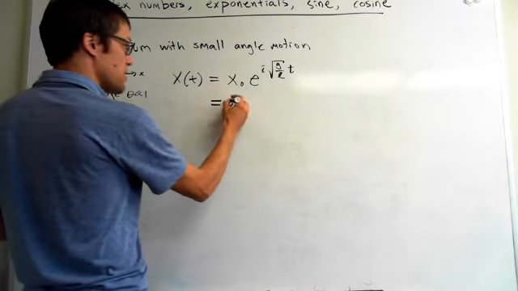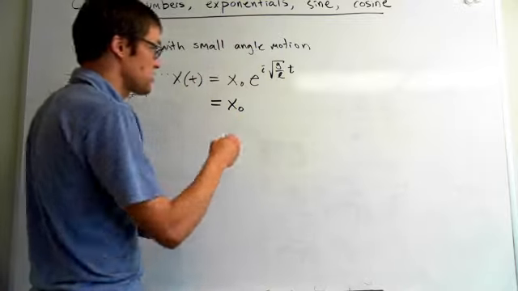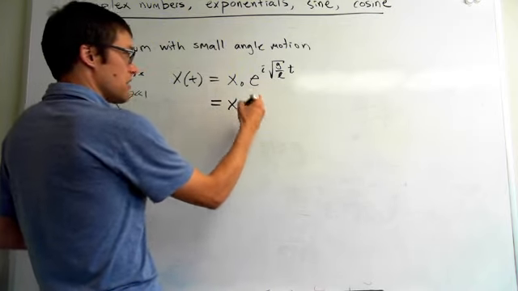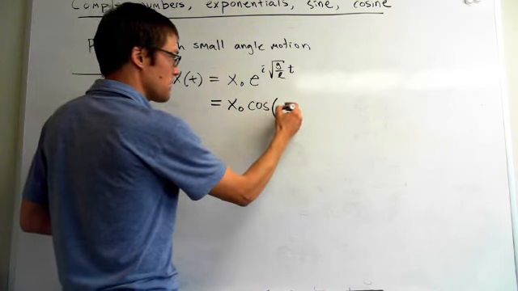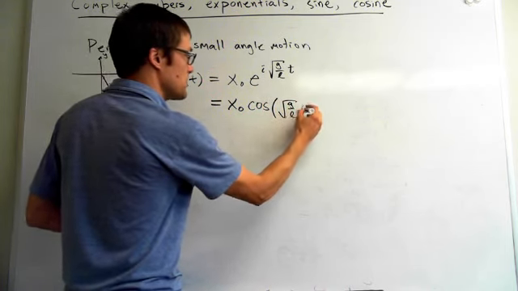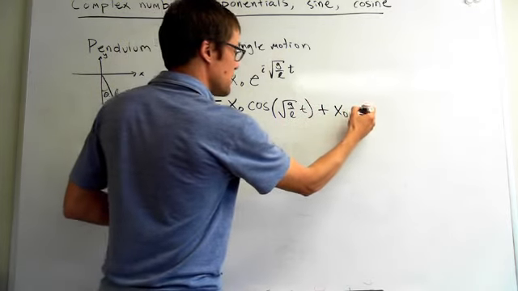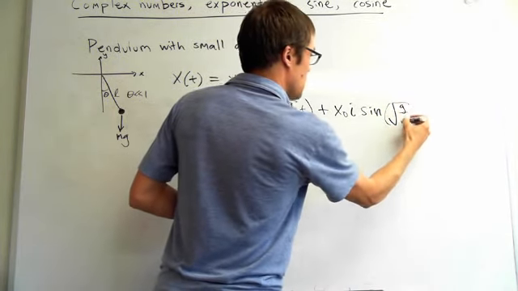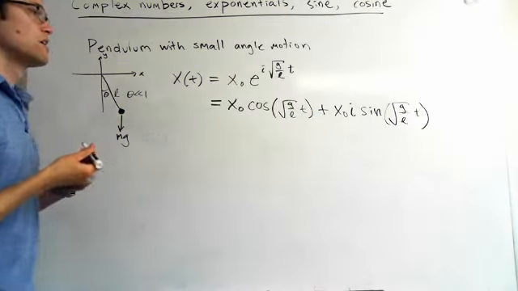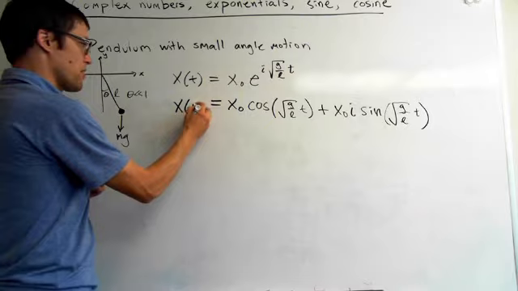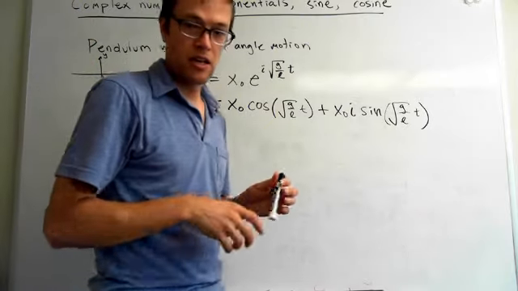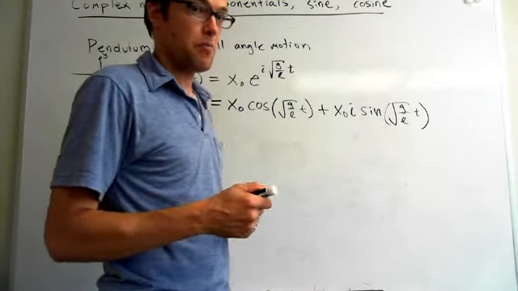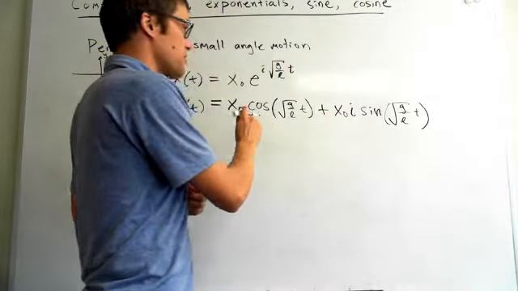Now, if we want to rewrite that, we can rewrite it in terms of sines and cosines, given what we now know about the relationship between e to the i something and the cosine and sine functions. So this is x naught times cosine of square root g over L times t, plus x naught i times sine of that same quantity. This is just rewriting the exact same solution. And one way to describe the motion of this pendulum is to think about it in terms of the motion of this trajectory in the complex plane.